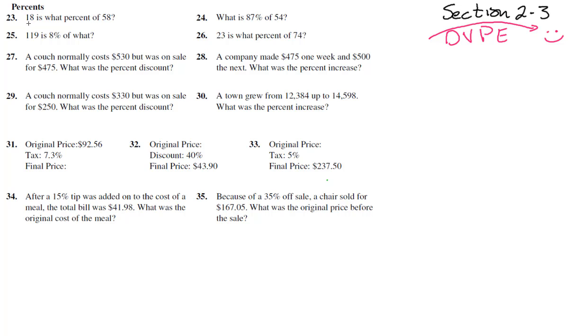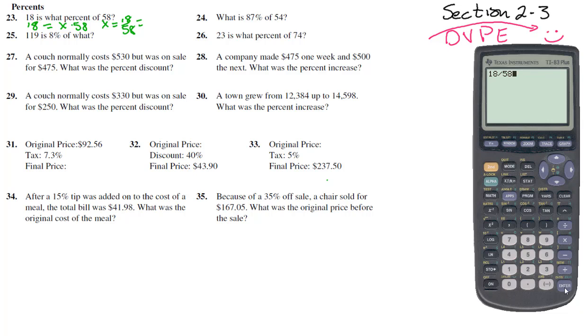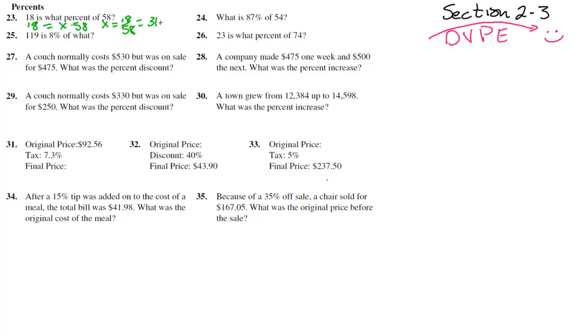18 is what percent of 58? This we get to directly translate as 18 is what percent of 58? Hey, we have an equation. How do we solve this? We take x and we divide 18 by 58. And, ooh, what does that turn out to be as a percent? Let's get our calculator. 18 divided by 58 is 0.3103, so that's 31.0%. Excellent.